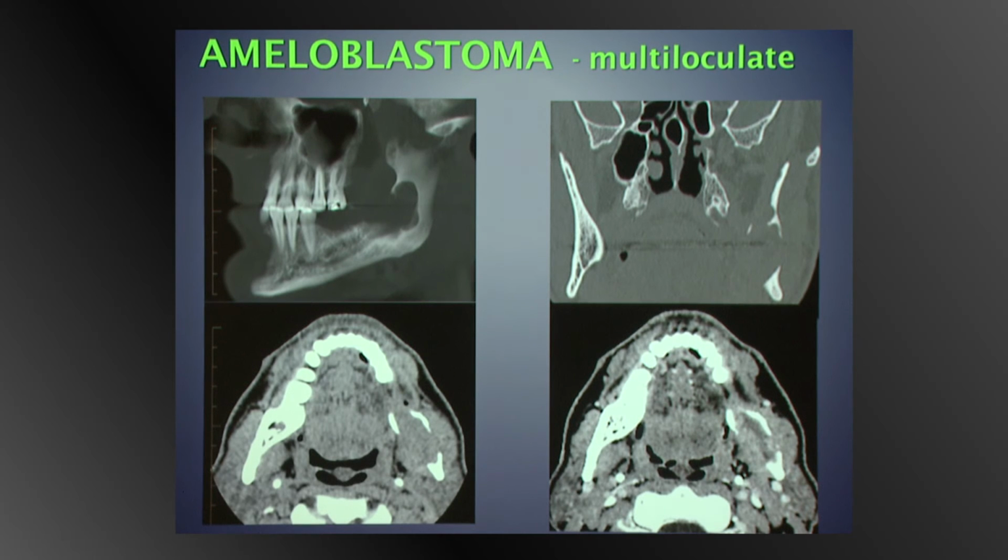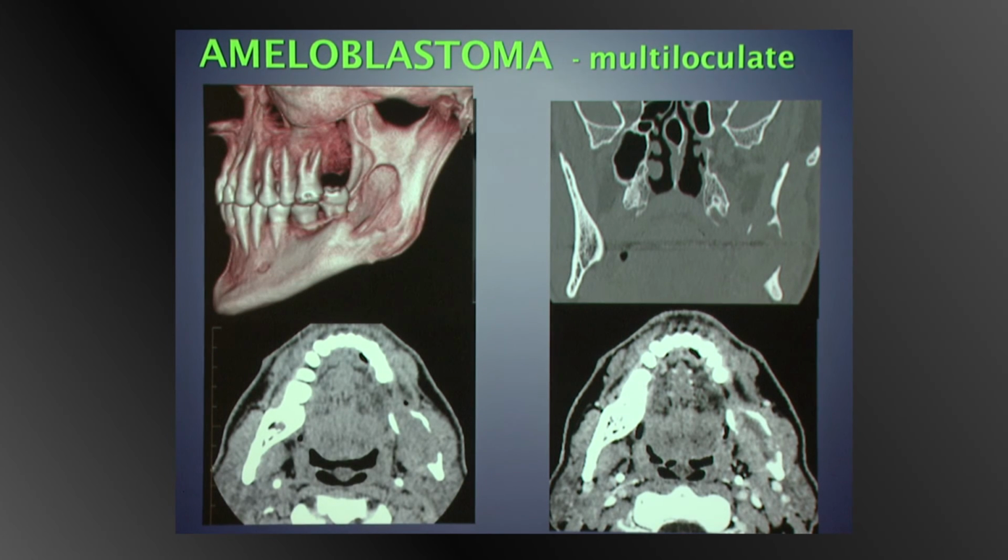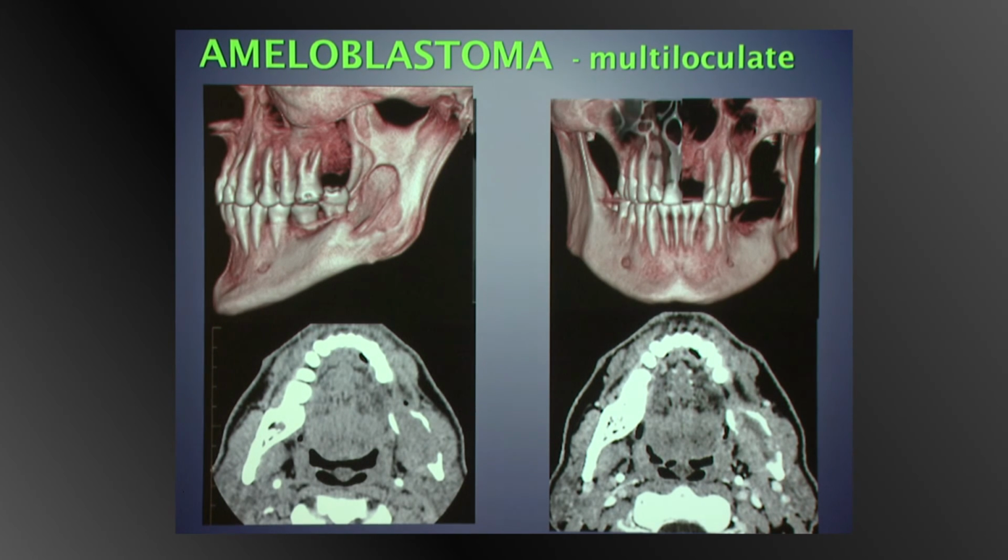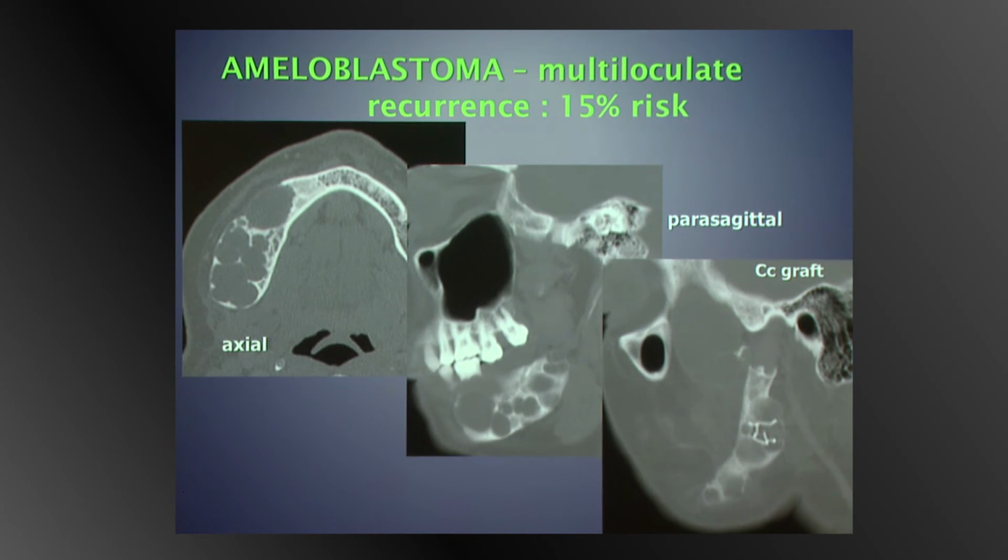Ameloblastomas can look identical to that multiloculate lesion, very, very expansile, a lot of bone erosion and destruction. Okay, 3D images, yeah, they're very pretty, but they don't really add anything. But you can see the soft tissue attenuation on CT and the patchy enhancement following contrast. Recurrence said to be 15%, and really quite dependent on how aggressive you're prepared to be in removing these tumours from the outset.